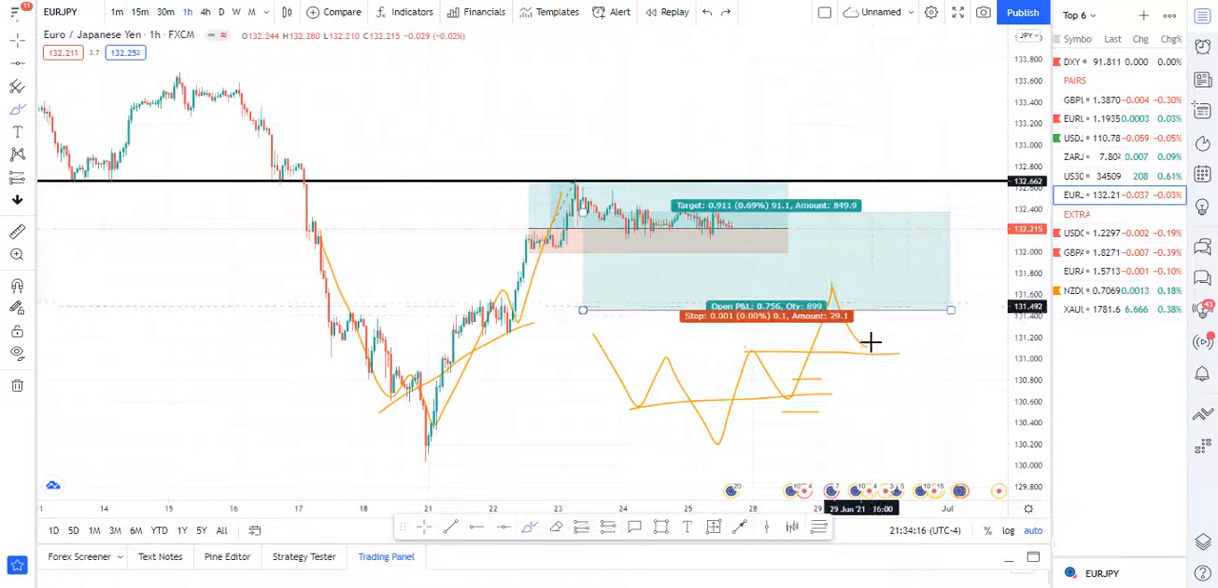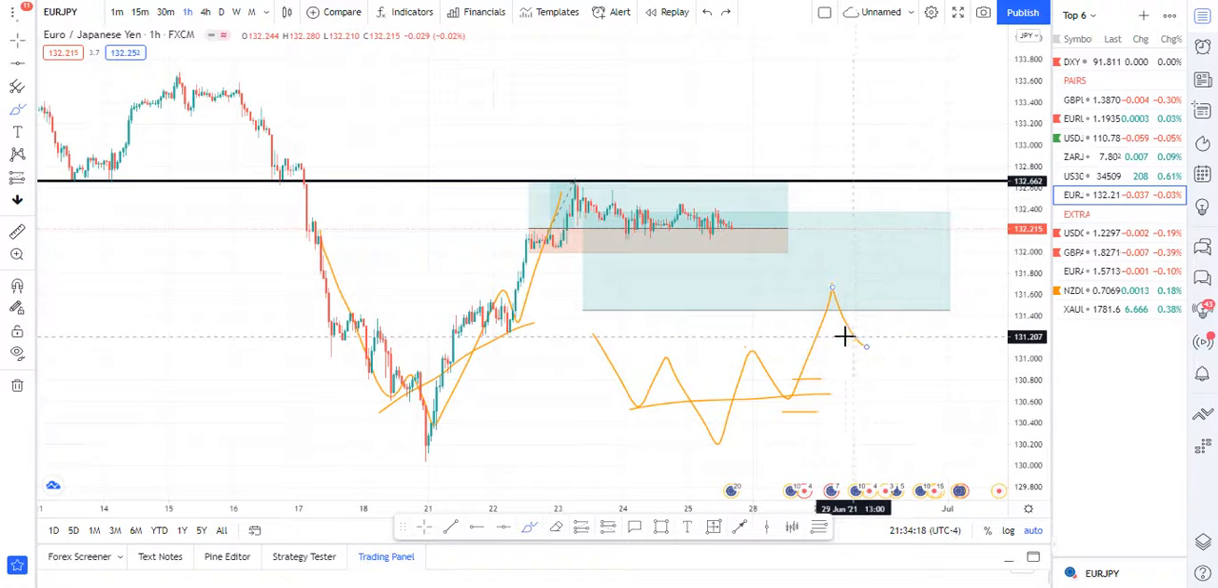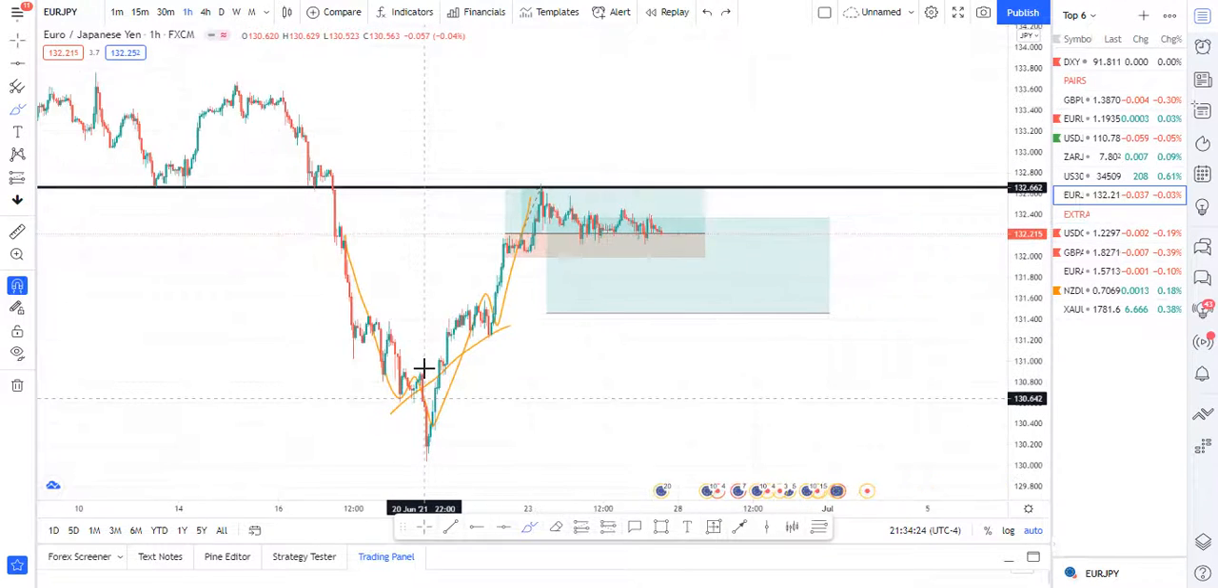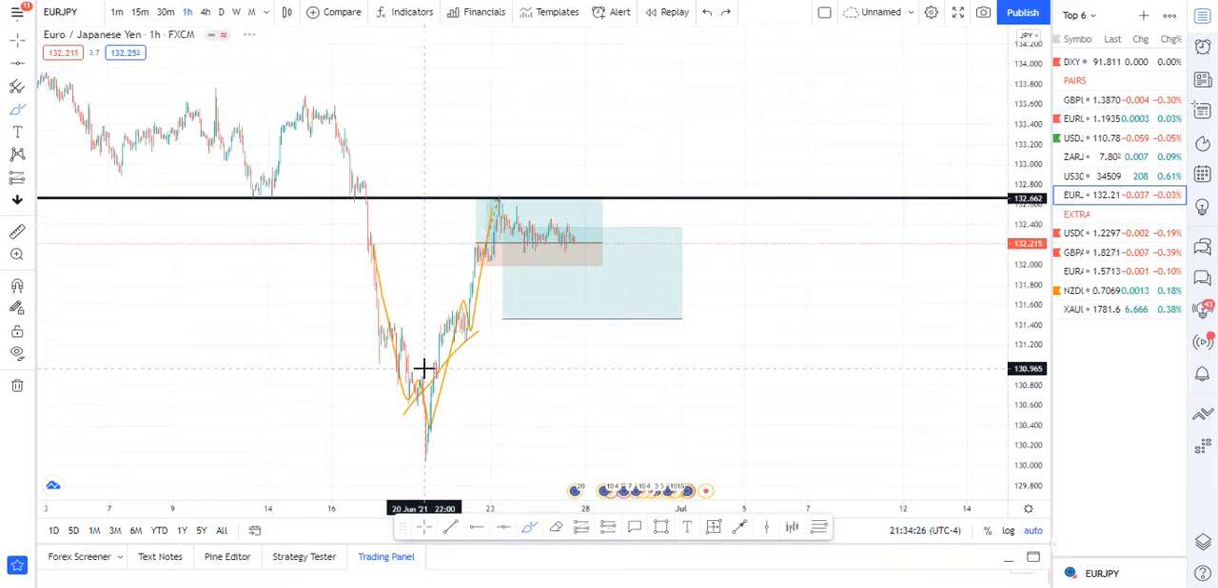But sometimes this might not happen. You see what I'm saying? The retest might not happen. It might just continue shooting to the topside. So with EURJPY, we were able to make good trades, guys. And I would say, how much did we earn?